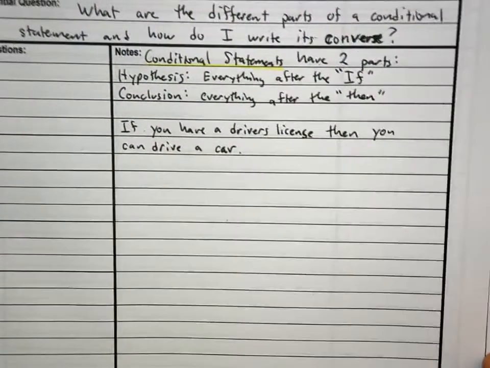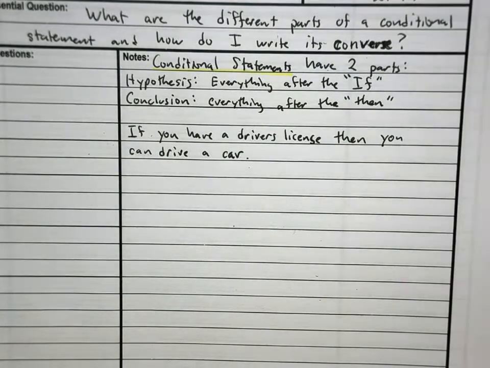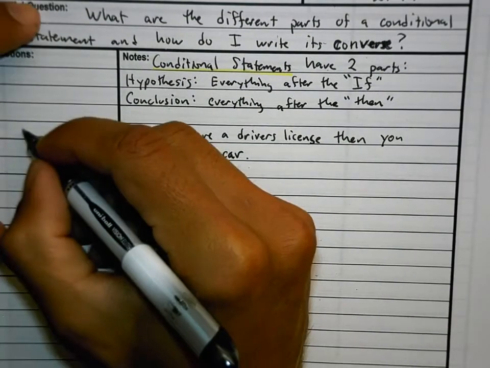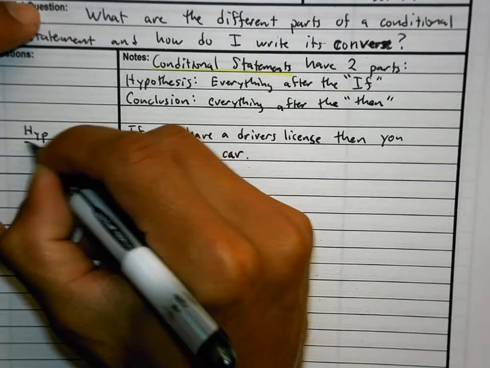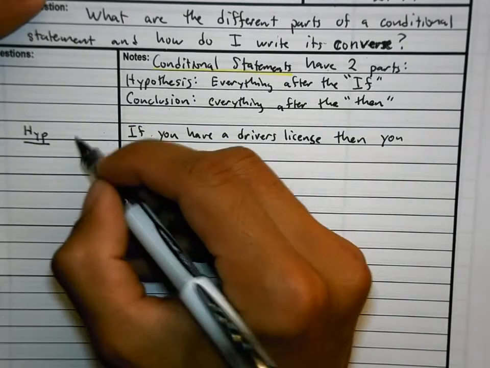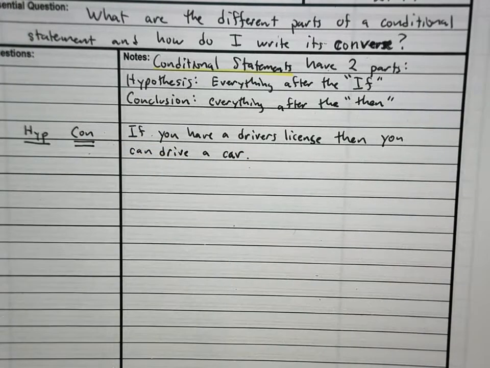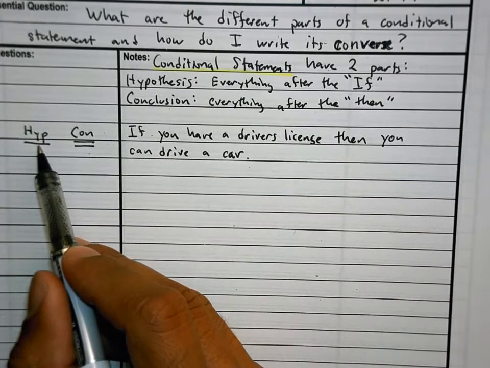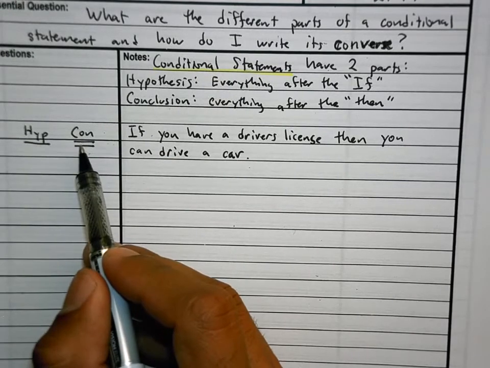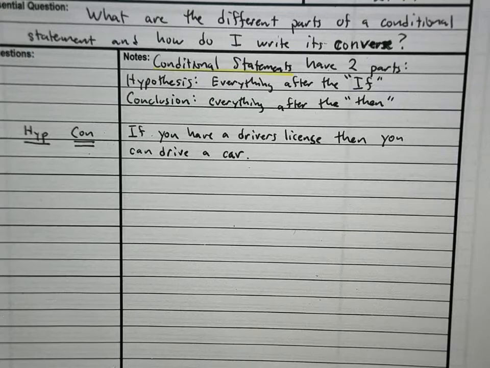What your worksheet's going to do is ask you to underline the hypothesis. Your hypothesis will have one underline underneath it, and your conclusion will have two underlines underneath it. A conditional statement gives you a condition. If you have a driver's license, then you can drive a car.